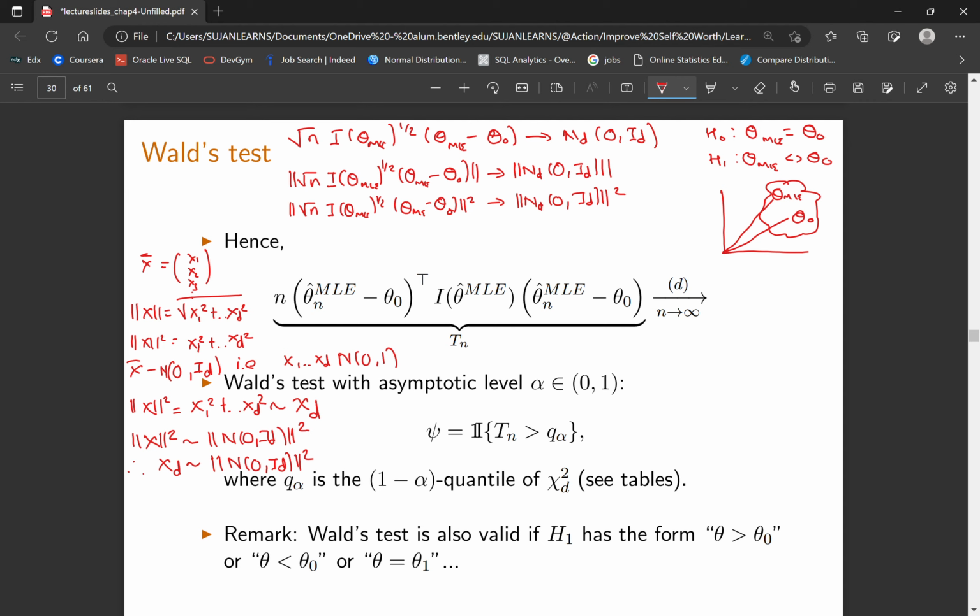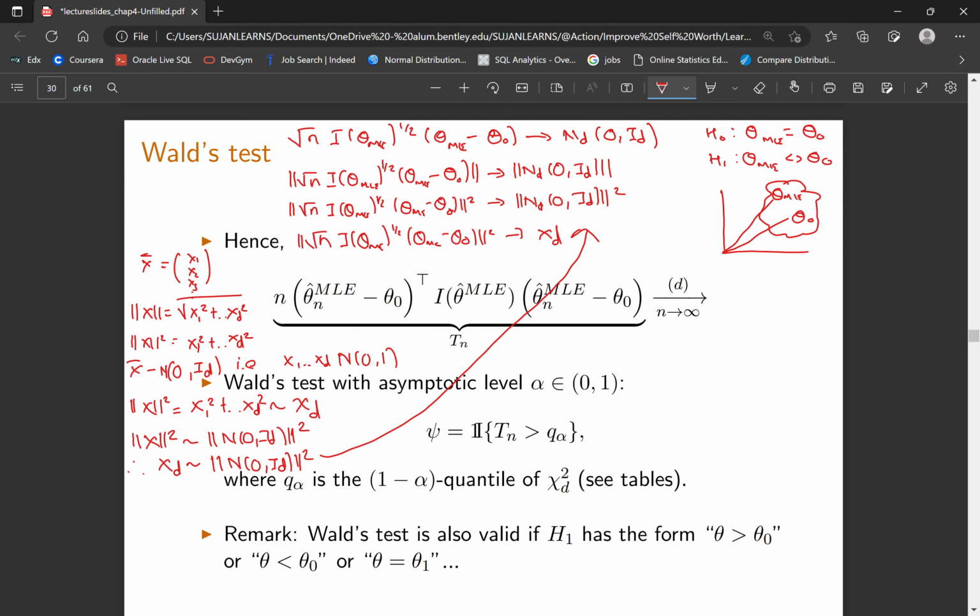Now we can use this and replace this with this one, which gives us the normal distribution with square root n, I theta MLE square root, times theta MLE minus theta naught, squared, which tends to chi d square. Next step is to look at the left hand side of the equation and see how you can exploit the vector multiplication.